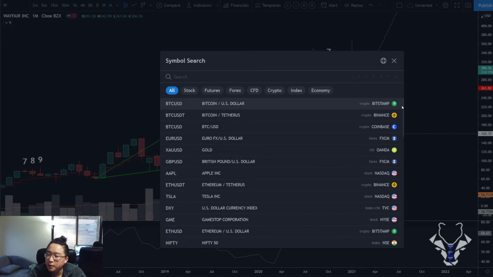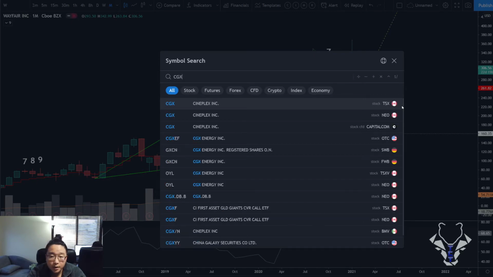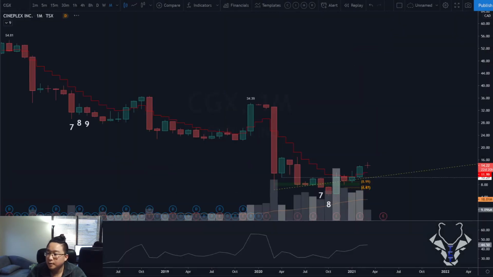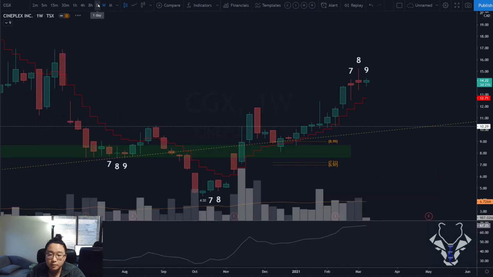Actually, let's go through the requested first. CGX. I'm just going to add one more onto the top watch. All right, CGX. Monthly potential reversal. Weekly is already reversed.